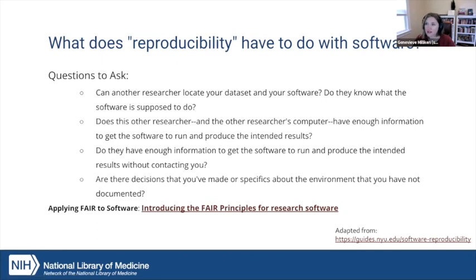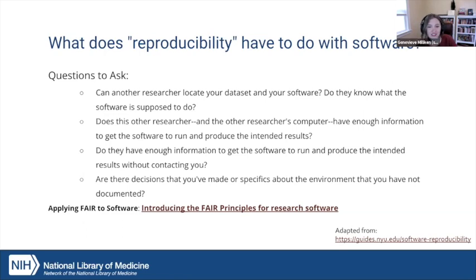So it may be helpful to ask some researchers. Nina just mentioned this idea of a data interview, or a data reference interview, while we're going through helping somebody build a DMSP. So some things to ask your researchers: can a researcher locate your data set and or your data, and or your software? And do they know what the software is supposed to do? Does another researcher's computer have enough information to get the software and run and produce the intended results without contacting you, which is a big one?